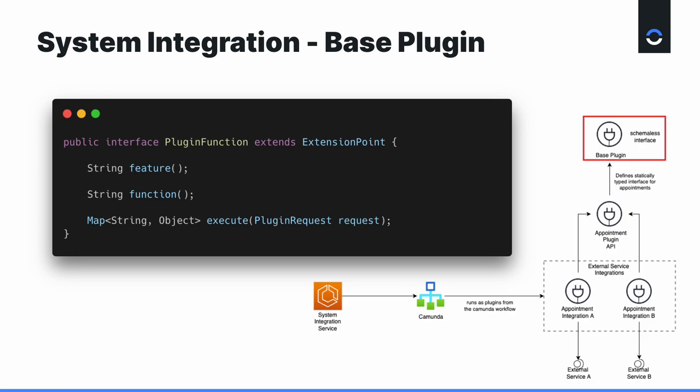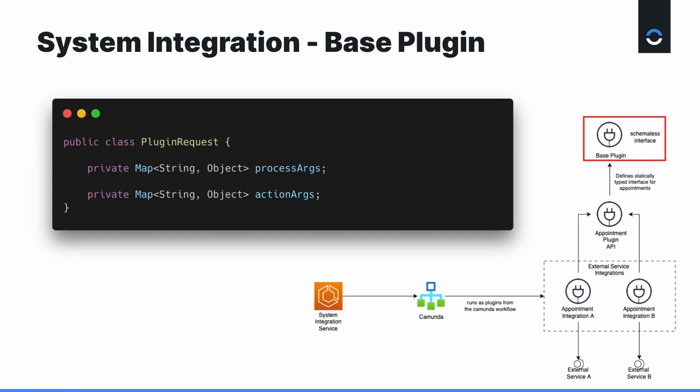Okay, so I would like to take a look at the plugin request, this object which is sent as an argument in the execute method. So in the plugin request, we can find two elements, process args and action args. In process args, we can send global process variables, so every variable from our Camunda workflow. And in action args, we can provide any other action-specific arguments.